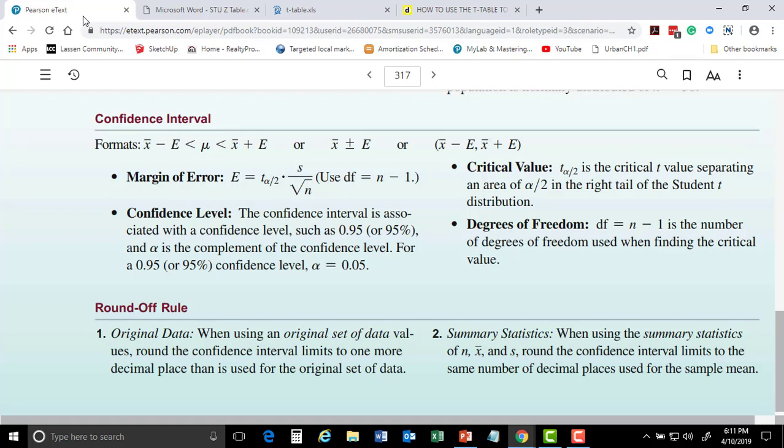So we have to look at this thing here. Okay, now the degree of freedom is n minus 1. So it's your sample size minus 1. That's a degree of freedom, okay? So here we took half of alpha, right? And now we're going to use this student t-distribution.